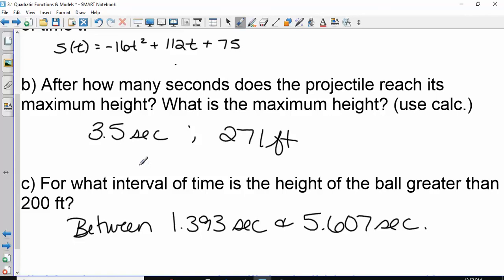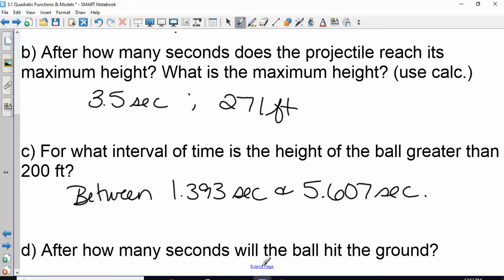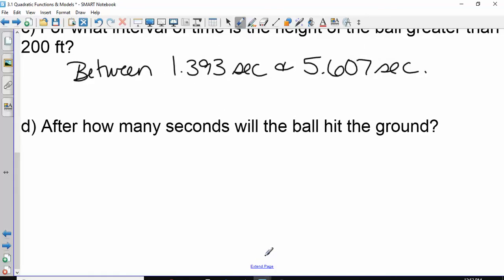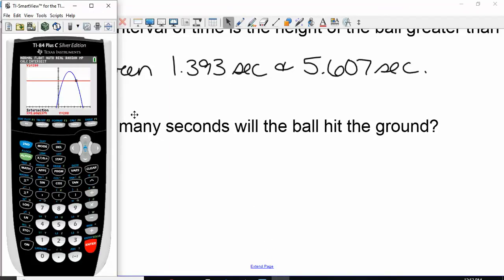One more question. It asks me when my ball will hit the ground. If you hit the ground, what's your height? 0. There are two different ways of doing that. Okay, if you don't want to learn anything new, we can do it the same way we did this example right here where we found the intersection. Except if we hit the ground, what do we want the y2 to be? 0. So if you want to do that, then you can just look for the intersection.